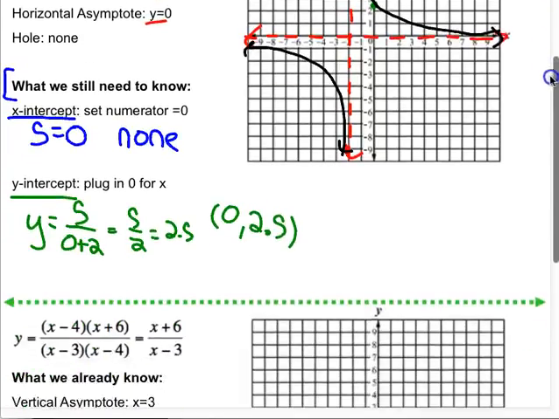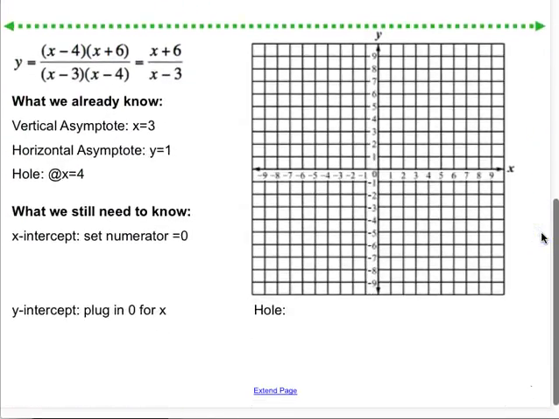So let's move on to our next one. Here we have this function. Again, we've already simplified it down to x plus 6 divided by x minus 3. I know I have a vertical asymptote at x equals 3 and my horizontal asymptote at y equals 1. We discovered both of those yesterday. And I'll get back to that hole at x equals 4. So now let's work on gathering the points that we need. So the x-intercept.